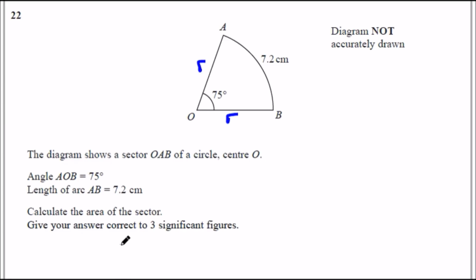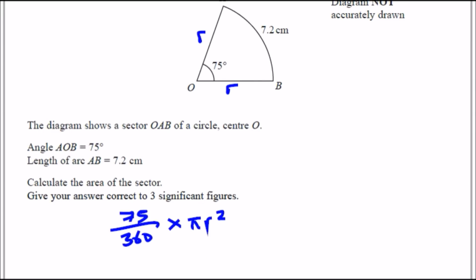In this case it is 75 over 360, and we need to multiply this by pi r squared, which is the area of a circle. We need to find the value r to solve this equation. To do that, since we're given some information about the arc length, we can use the arc length equation.